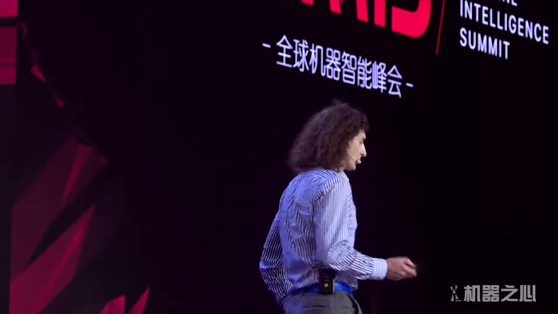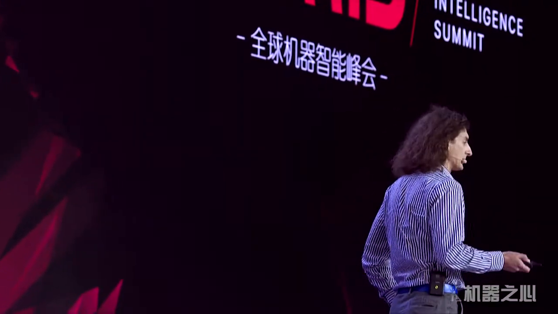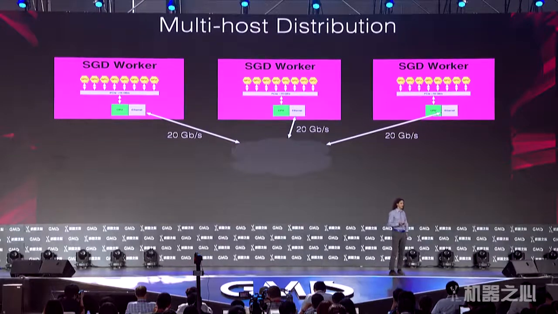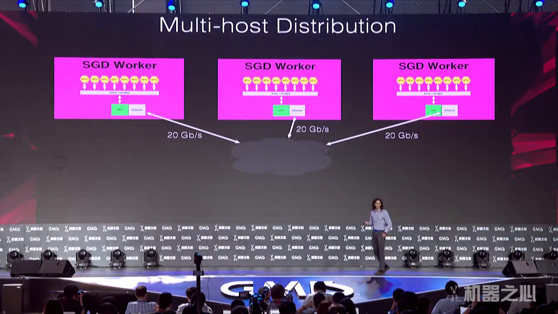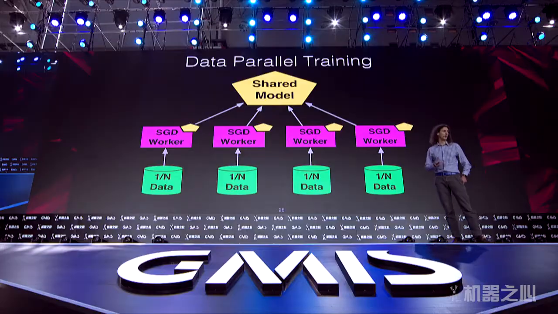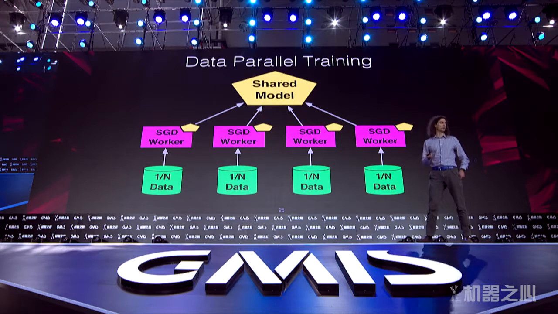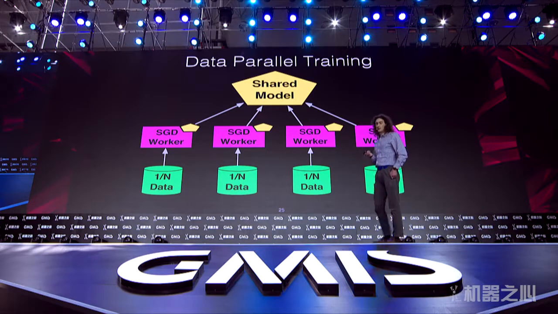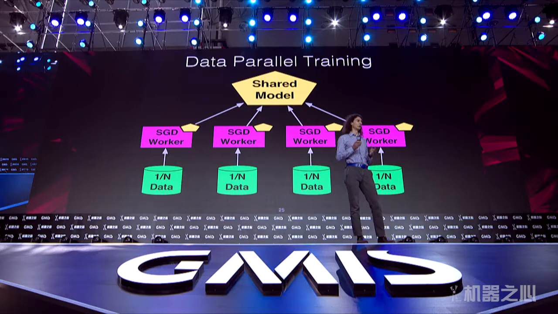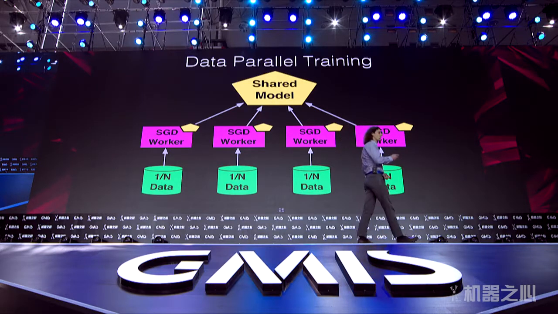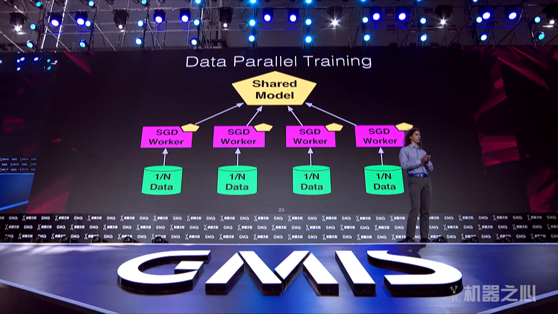So when we start looking at more machines, the architecture is pretty straightforward. You turn on a lot of these EC2 instances that each have 16 GPUs, and they're connected by this high-speed Ethernet, which is capable of moving about 20 gigabits per second. And this multi-host distribution strategy is usually trained with an algorithm called data parallel training. And here, the data is divided evenly amongst each of the workers. Each worker gets a subset of the data, and it just works on that.